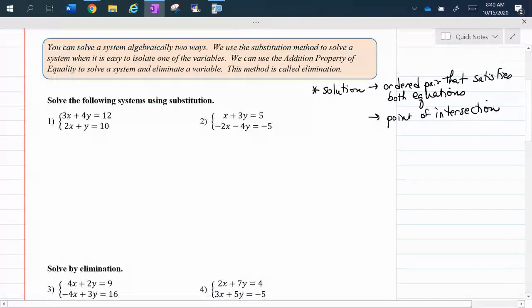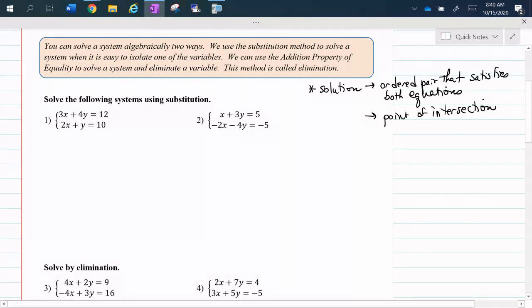Okay, we're going to start with number one. It says to use substitution to solve this system. So I'm looking for a variable that's easy to solve for. So I see in the second equation that it's easy to solve for y. So I'm going to go ahead and subtract 2x from both sides. Y is equal to negative 2x plus 10.